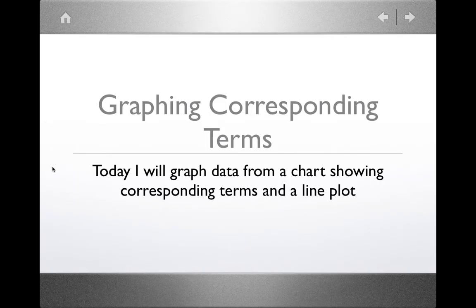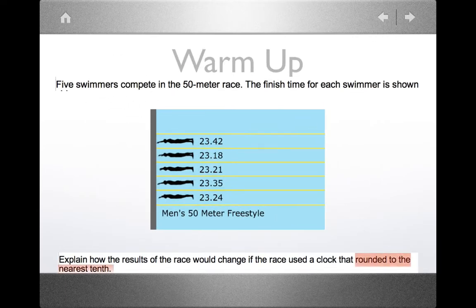Alright guys, today we're going to graph corresponding terms. Here is your objective. Today I will graph data from a chart showing corresponding terms and a line plot. We're going to start with a warm-up.